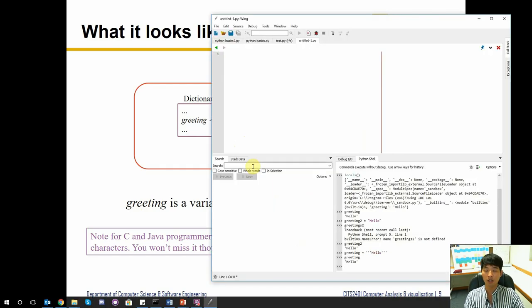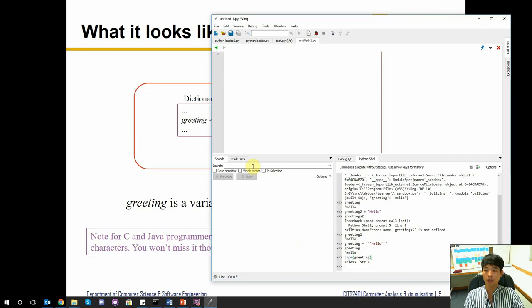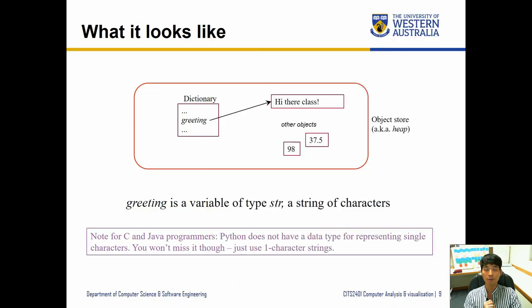We can quickly check the type of a variable by typing type greeting, and it tells me it's class str. So we can confirm this that way. If you're familiar with other languages like C or Java, Python does not have a data type representing a single character. In that instance, you just use a string and store a single character in it. You don't really need a character-specific type in Python. Just use a one-character string, that will do the trick.